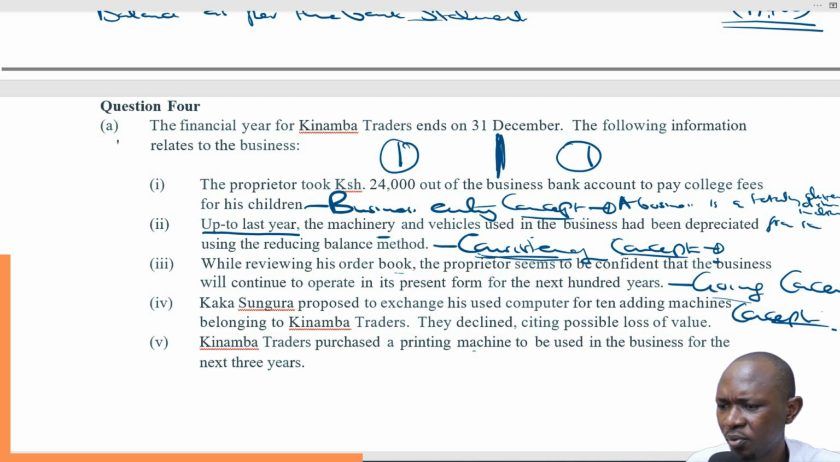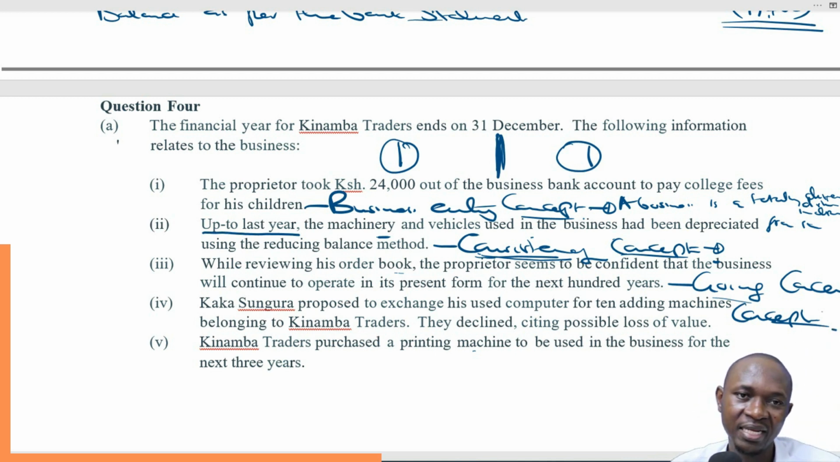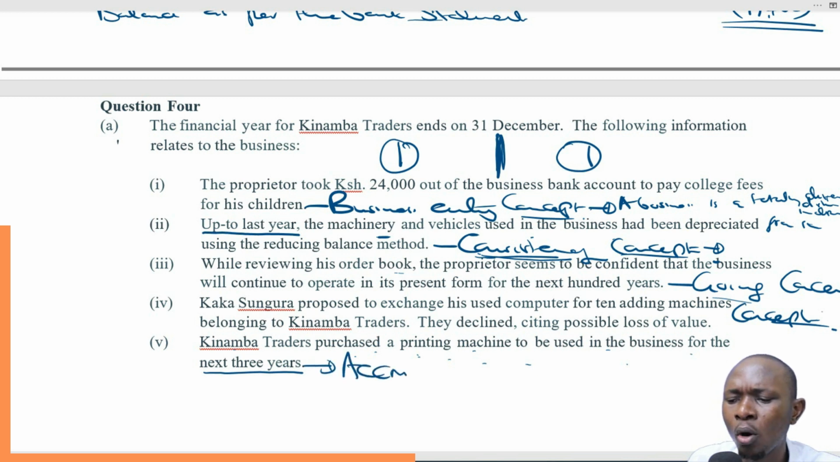And you can see, while reviewing his book, the proprietor seems to be confident that the business will continue to operate in its present form for the next 100 years. So we assume that the business will always be there. It has perpetual succession or existence. Then lastly, Kinamba Traders purchased a printing machine to be used in the business for the next 3 years. This will be the accrual concept.